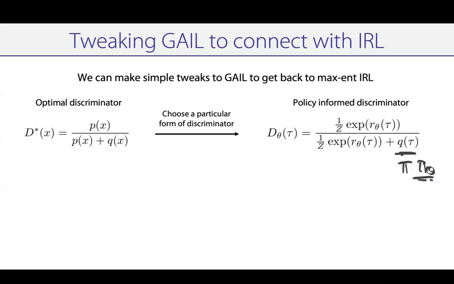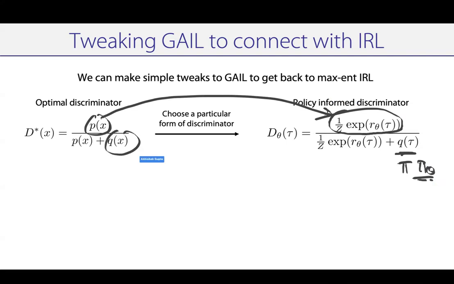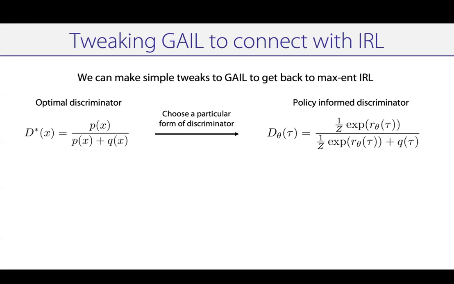Intuitively you can think of it as the same as a discriminator, but P is now 1 over z times the exponential reward, and Q is just the product of policy likelihoods in a trajectory. It seems like an arbitrary choice, but we will connect it and make it right. When I say we're going to choose our discriminator this way, that means we're just going to choose a slightly different architecture for our discriminator.